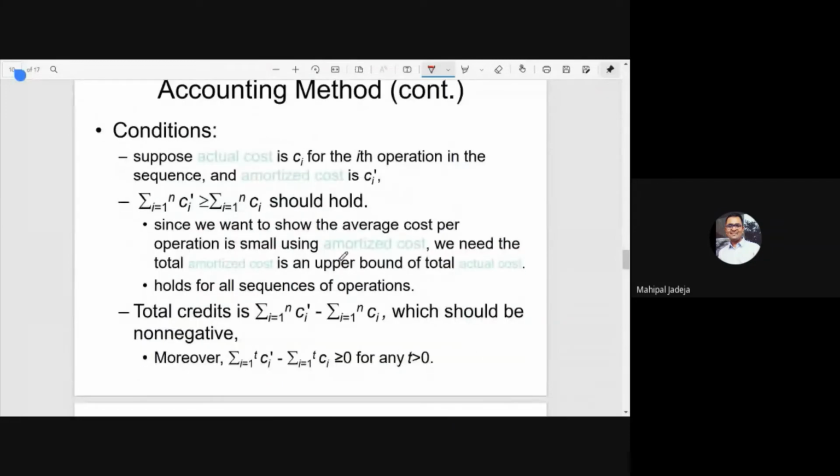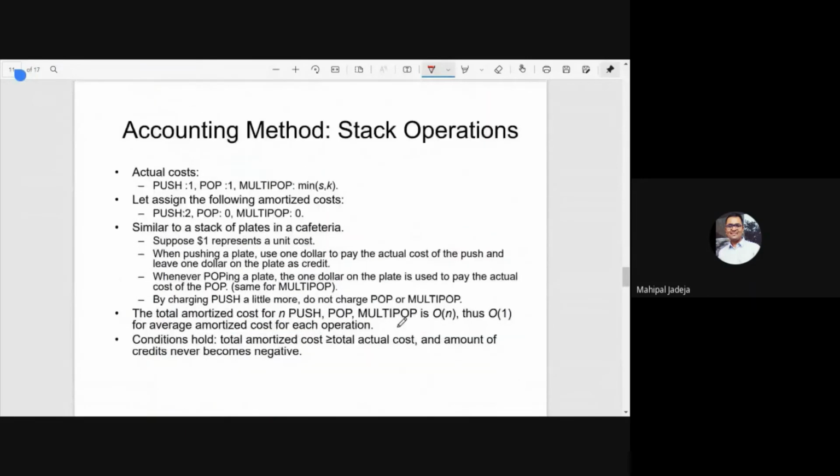Okay, so we'll consider this slide soon. So consider this example first. We know the actual cost of push is 1, actual cost of pop is 1, and actual cost of multi-pop is nothing but minimum of s comma k. But we are going to assign some different amortized cost to these three operations. Instead of 1, we are going to assign cost 2 to push. So what will happen? The remaining 1 unit will be saved with respect to every push operation.